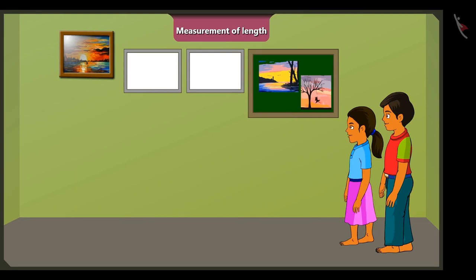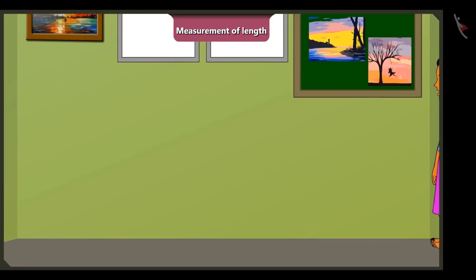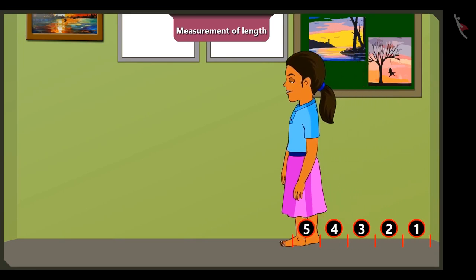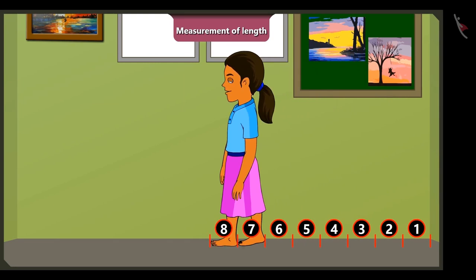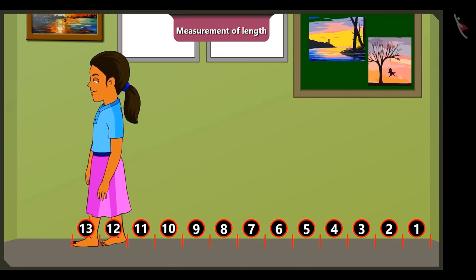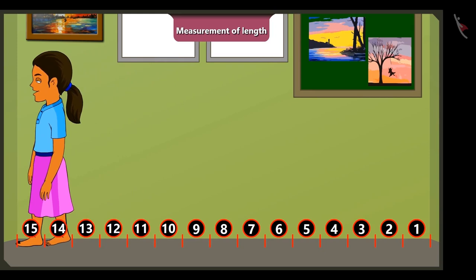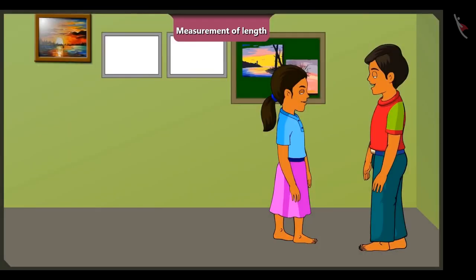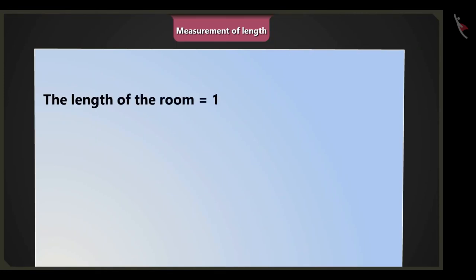With my foot length. See, if I measure the length of the room with my feet, then the length of the room is 1, 2, 3, up to 15. So the length of this room is equal to 15 foot spans. Absolutely correct. Now write the length of this room down in your notebook. So the length of my room is 15 foot spans.